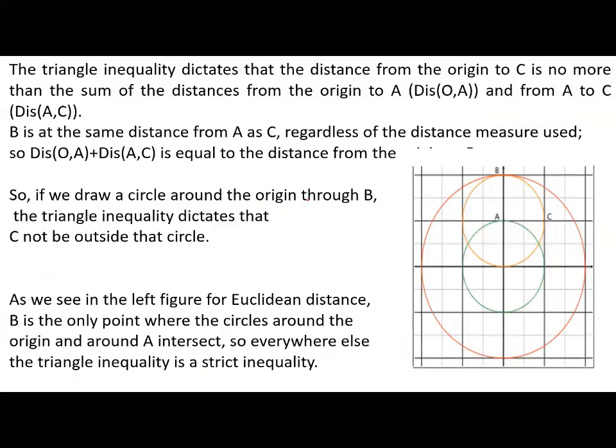Right, let us see the same. The triangle inequality means the distance from the origin to C is no more than the sum of the distances from the origin to A and A to C.